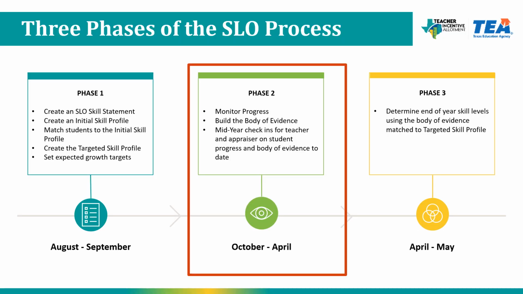Phase 2 is all about monitoring progress and building a body of evidence. This spans the bulk of the school year and involves assigning various tasks and projects. For example, in a welding class, a student might progress from basic welding techniques to more advanced methods like the TIG weld. In a culinary arts class, students move from learning standards to applying them in the kitchen with a focus on safety and sanitation.